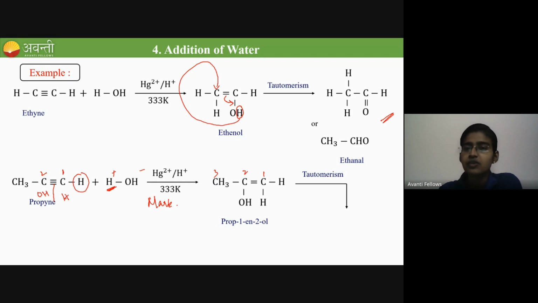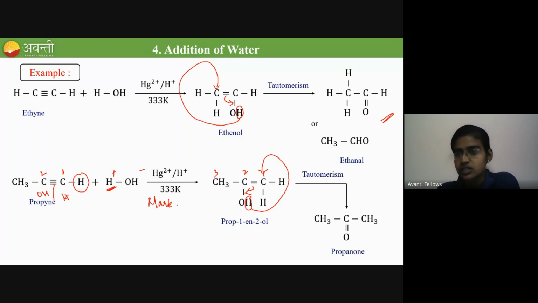How do we do the tautomerism? Take the hydrogen from oxygen and put it on the alkene carbon and shift the bond here. What will you get? CH3, C double bond O, CH3, which is called propanone. This is how you have to tautomerize.